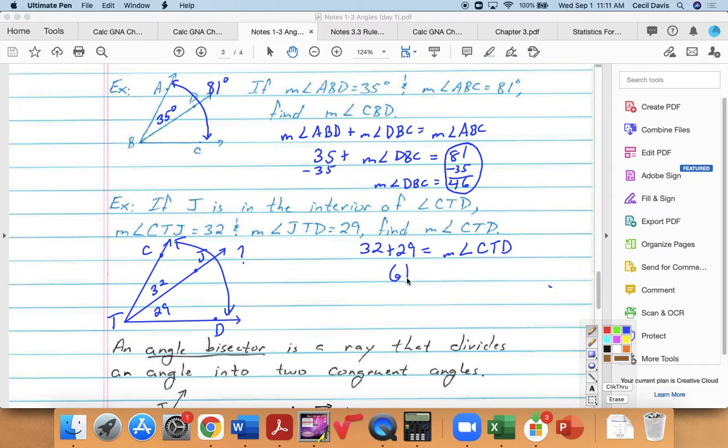So that's 61 is the measure of angle CTD. Yes, sir. Do we have to show that every time it comes out? You're going to have to draw the diagram, otherwise you're not going to know whether you're supposed to be adding or subtracting. I'm not talking about the diagram, I'm talking about the problem. You need to show me that you're adding.